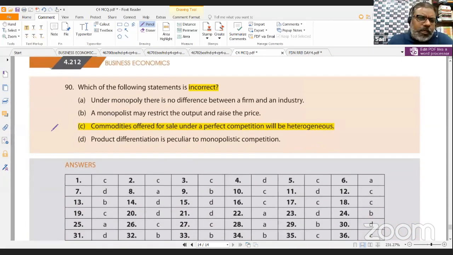Now the last question, question number 90. Which of the following statements is incorrect, he says. C is the answer here. Why is that? Look at it. A commodity offered for sale under perfect competition will be heterogeneous, he says. It is exactly opposite, no? In a perfect competition, the commodities will be homogeneous. They are not heterogeneous. So when it says it is heterogeneous, it is an incorrect statement. Hence, that will be the correct answer for our 90th question, which is C.